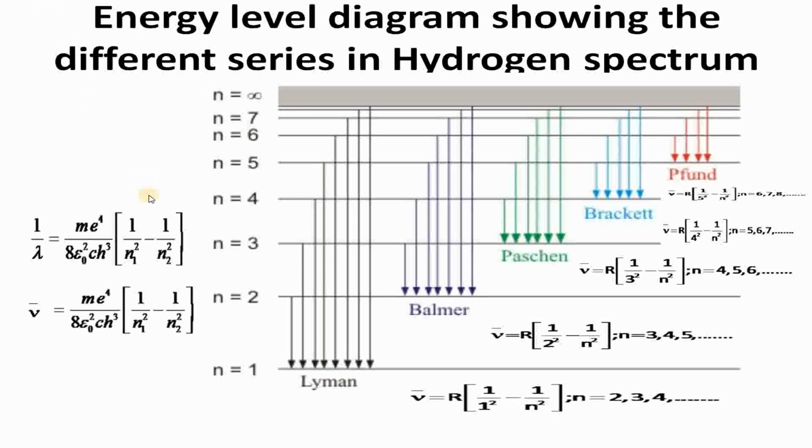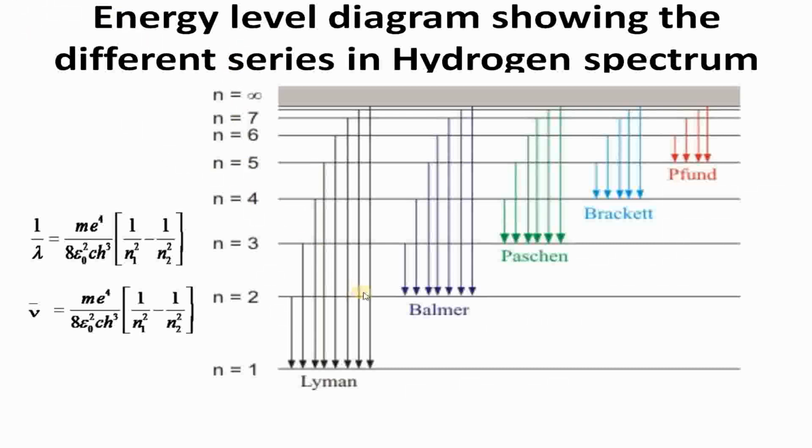I request the students to pause the video and learn the energy level diagram showing the different series in the hydrogen spectrum. We need to learn one more point here. Lyman series belongs to the ultraviolet region. Balmer series belongs to the visible region of the electromagnetic spectrum. Paschen series belongs to the infrared, that is, near infrared region of the electromagnetic spectrum. Brackett series belongs to the infrared region, and Pfund series belongs to the far infrared region of the electromagnetic spectrum. We need to remember these points.